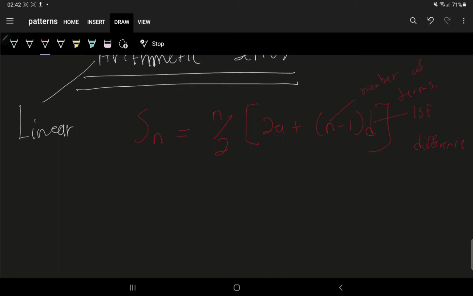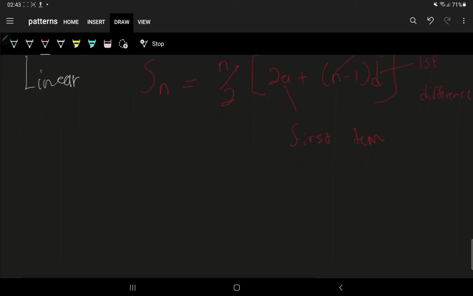Okay, then a is still the first term, then n is the number of the terms. The S refers to the sum. So when we're writing Sn, we're saying the sum of n terms. Okay, I hope you understand, guys. I know this is kind of difficult to digest.